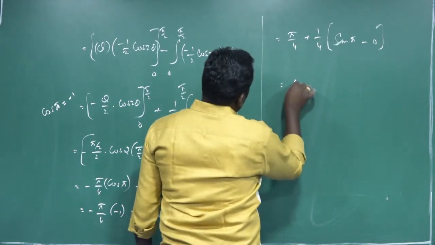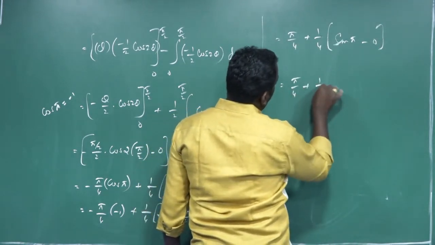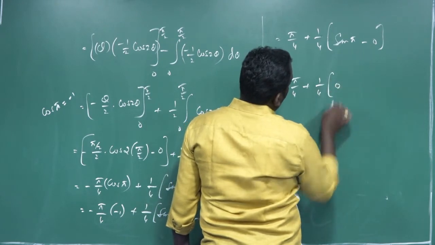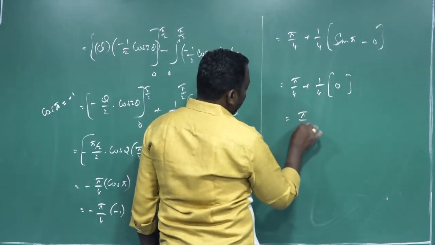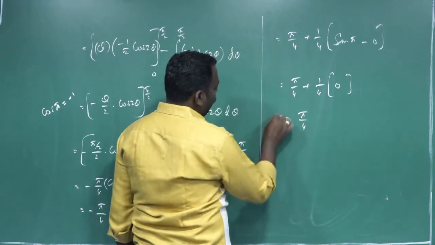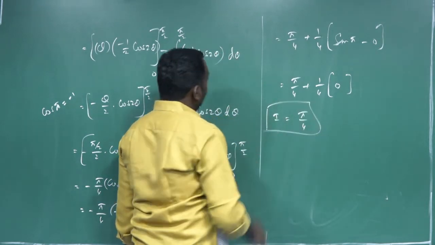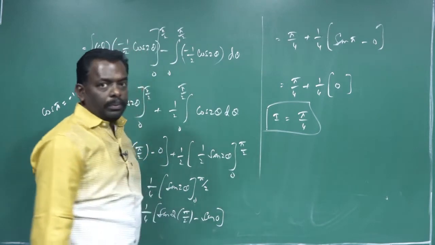That is equal to pi by 4 plus 1 by 4 sin 0. Sin 0 equal to 0, 0 minus 0 is 0. Therefore, totally the second term is cancelled. Pi by 4 is the final answer. Therefore, I is equal to pi by 4.